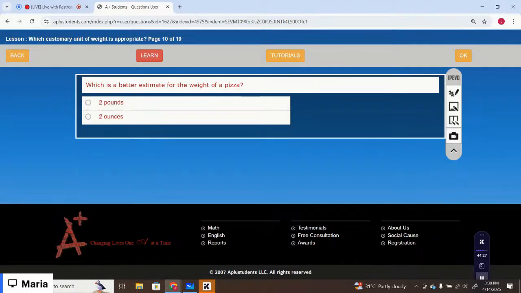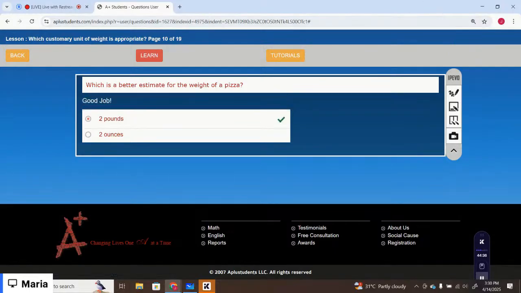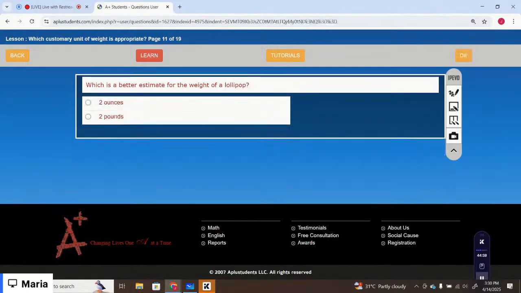Which is a better estimate for the weight of the pizza? That must be 2 pounds because that's a whole pizza, not a piece of pizza, right? Okay, you can complete the lesson by yourself today. Let me just move on to the next lesson.